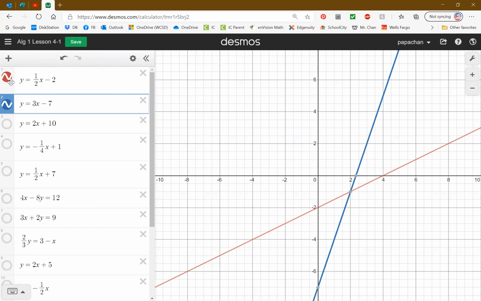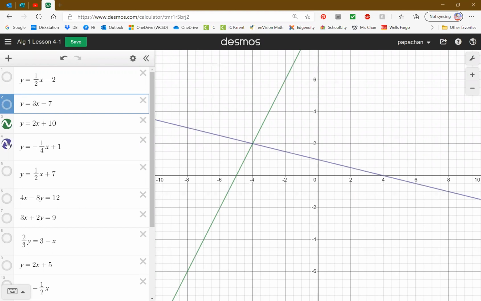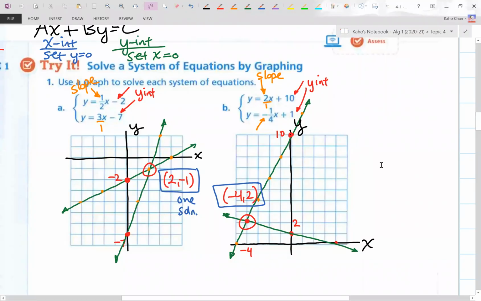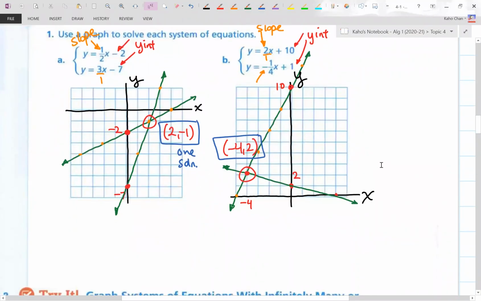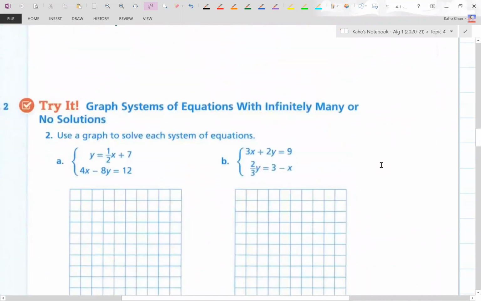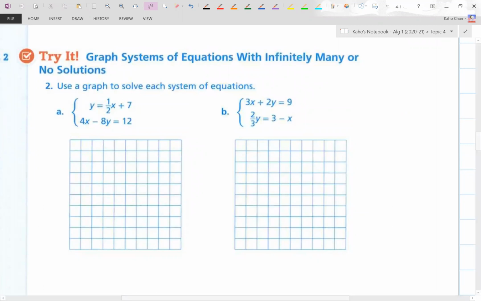Switch those off. Let's check 1B. Oh, there it is. -4, 2. So that works right there as well. Sometimes it's nice to have technology to check your answers. It's not really cheating. It's just a good way to see what you're doing here, okay? All right. Let's move on to example 2. Any questions about example 1? All right. We're just going to keep going.